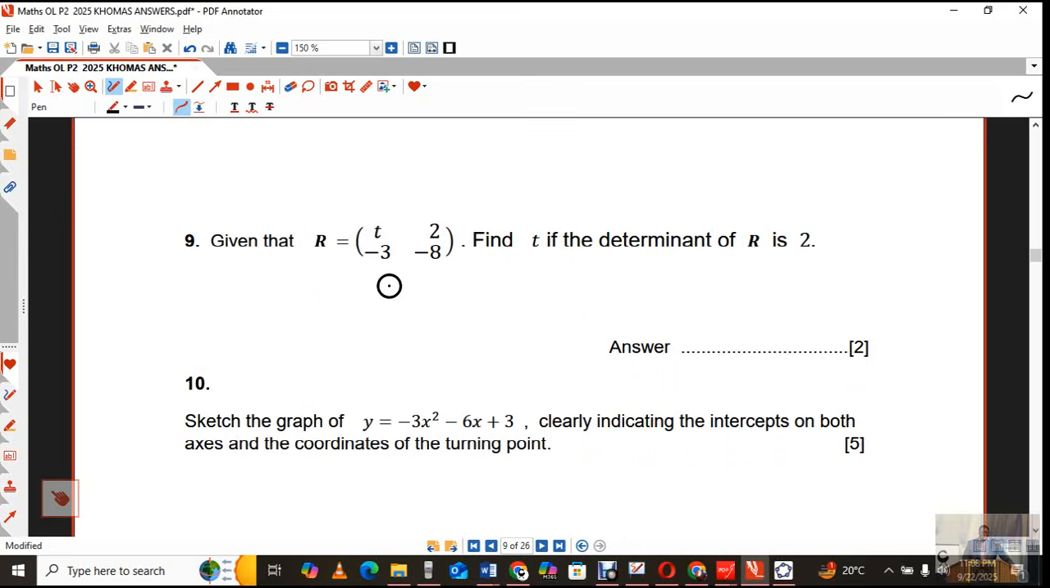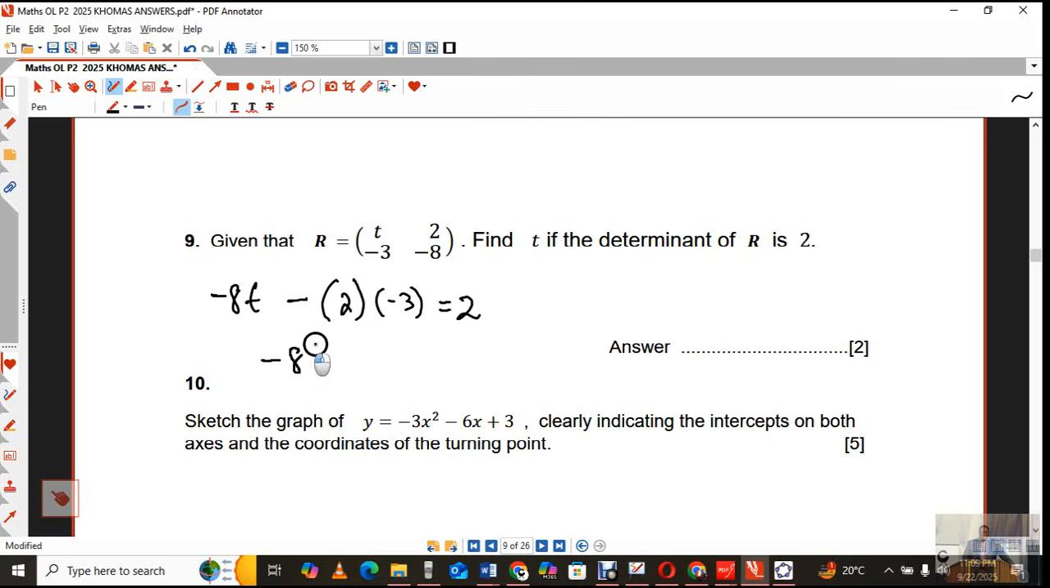Question number 9. Given that matrix R is equal to T, 2, negative 3, negative 8, then they say find T if the determinant is 2. Now, remember the determinant is calculated by multiplying negative 8 and T, and you subtract 2 times negative 3, perhaps. If I have to take away, I can actually take away this bracket, right? This should give us 2 as an answer, because it says that that determinant is equal to 2.